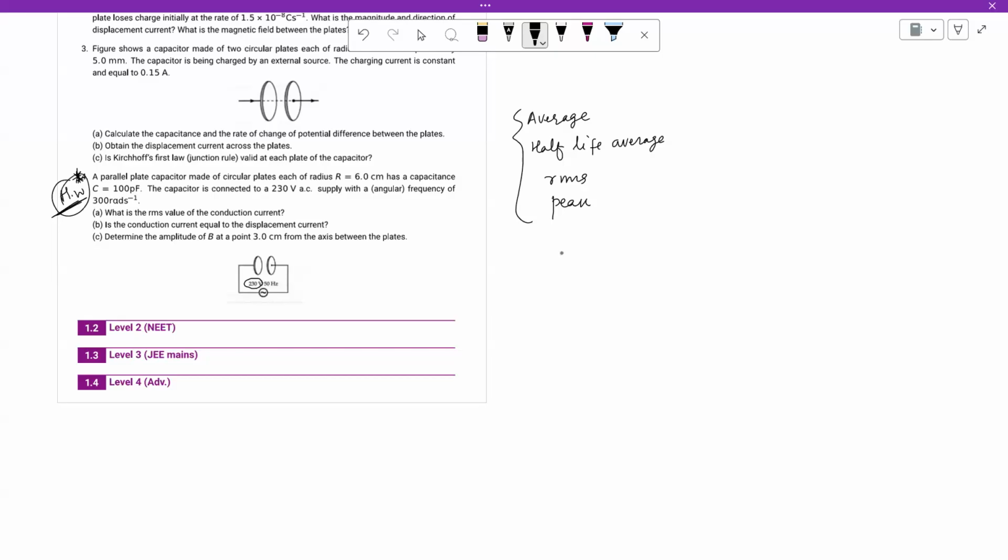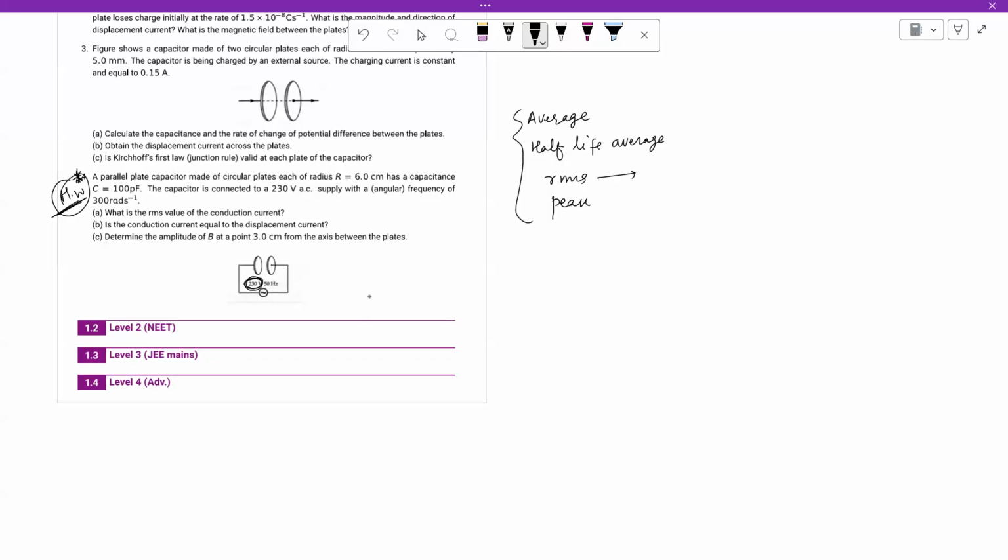So whenever the supply is given, this value is always what? Among the four, what is this value? The volt RMS value. So always it is the RMS value which is given.